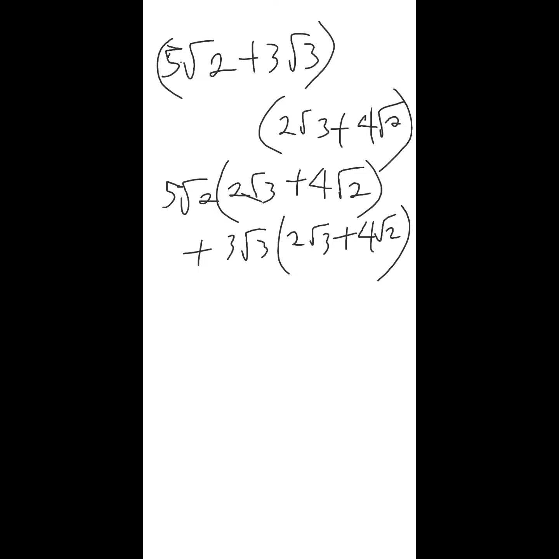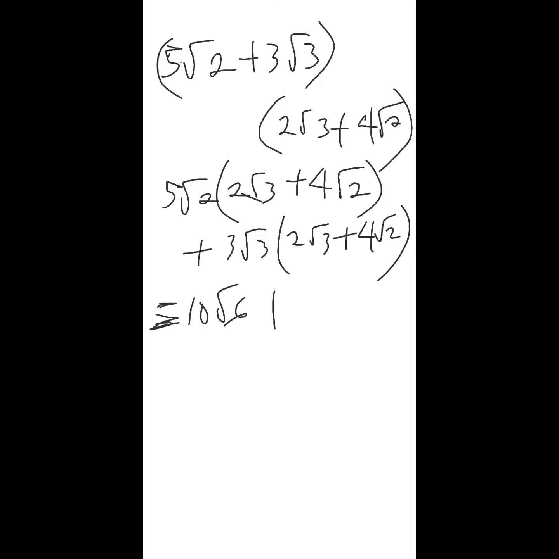5 root 2 times 2 root 3. You multiply the numbers separately, you multiply the surds separately. So at the end of the day, what you get here is 10 root 6. It will give you 10 root 6 plus, what you are going to have is, I would have loved to ask a question from here. What do you think I'll have next? 5 root 2 times 4 root 2. 5 times 4 is 20. But root 2 times root 2 will give you 2. So everything now ends up being a number. That's one thing I want you to know here.